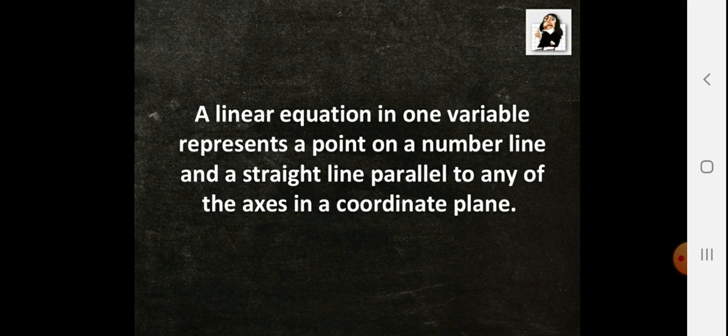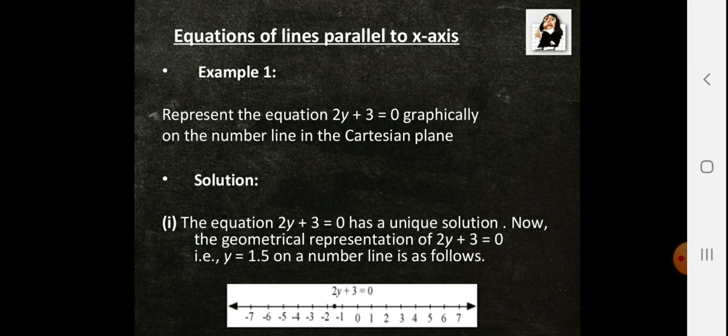A linear equation in one variable represents a point on a number line and a straight line parallel to any of the axes in the coordinate plane. Equations of lines parallel to the x-axis: represent the equation 2y plus 3 is equal to 0. So 3 goes to the right-hand side, it becomes minus 3. So y is equal to minus 3 divided by 2, which is minus 1.5. You can represent this on the number line y.